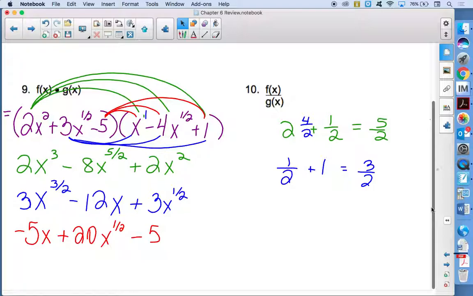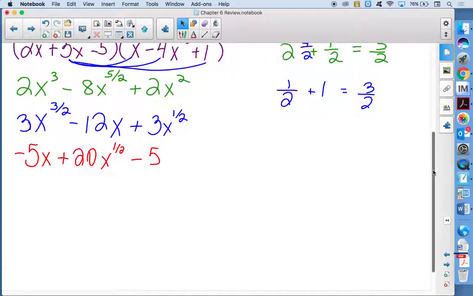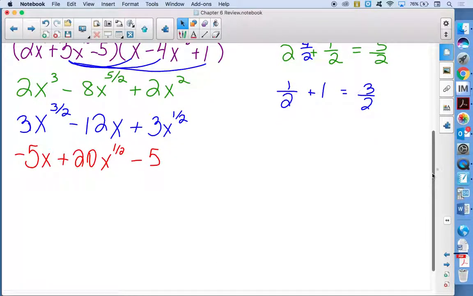Is there anything else that you have to do with the problem? You have to combine all the terms, any like terms, and there are a couple up here. Starting at the beginning, your powers should descend in order. It should start with the largest power and go down to the smallest power. The first one is 2x cubed. There aren't any other x cubes.